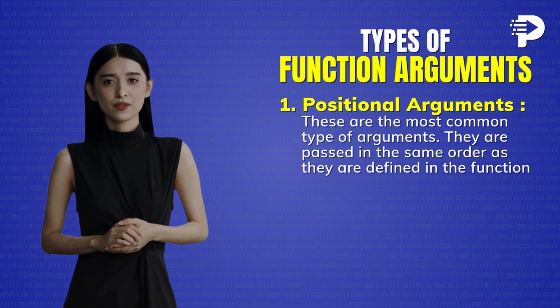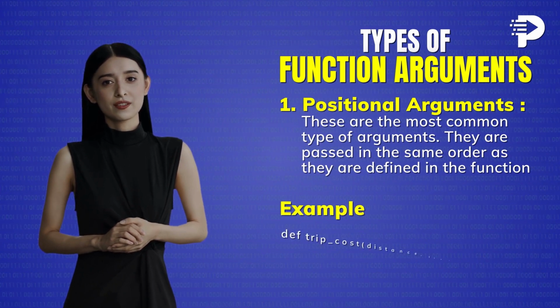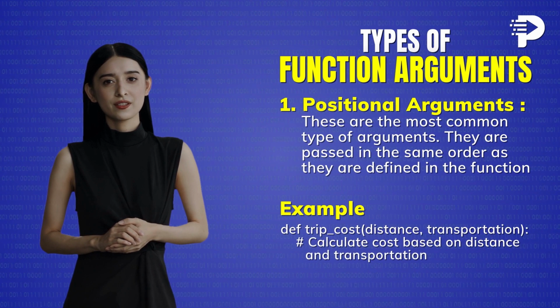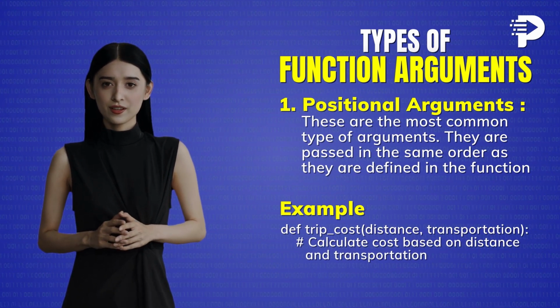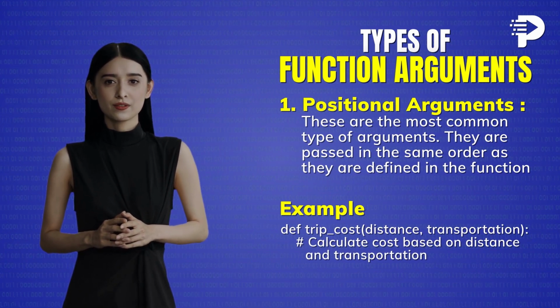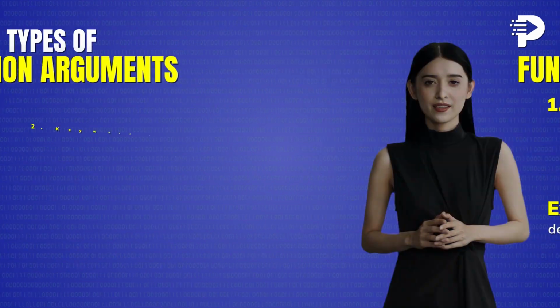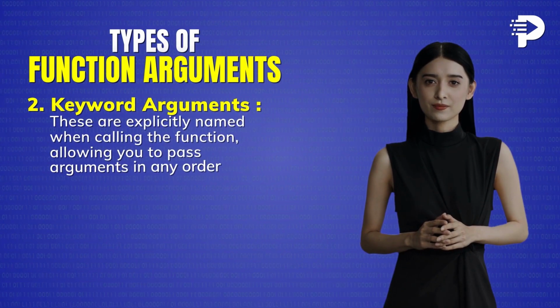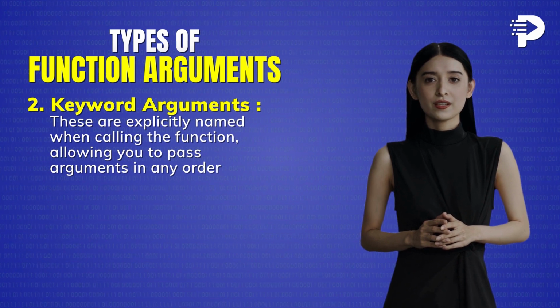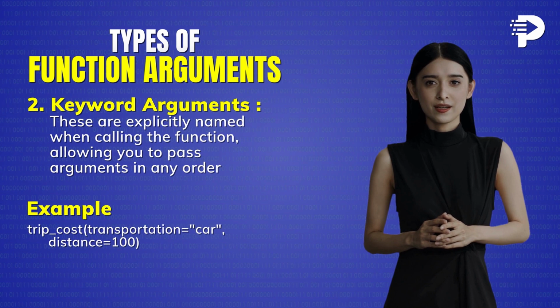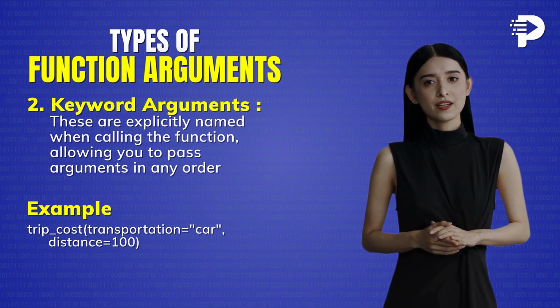Let's look at this example. A trip cost function takes in distance and transportation as arguments, and it computes the cost based on these two variables. Keyword arguments. These are explicitly named when calling the function, allowing you to pass arguments in any order. Let's look at the snippet trip cost based on transportation and distance, where certain keywords are given as default.